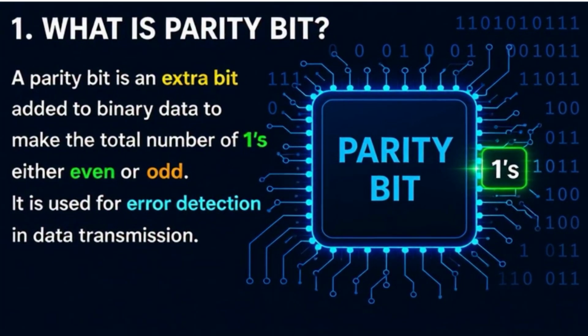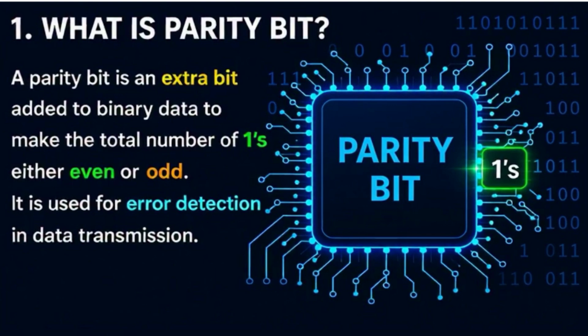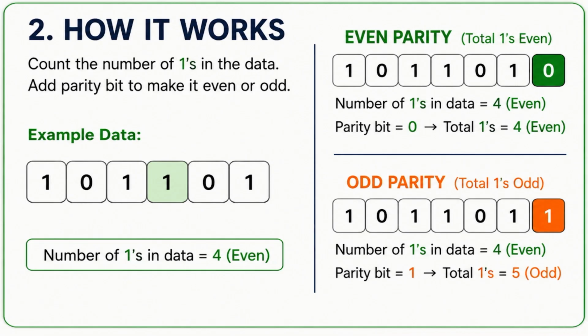Now, through an example, we try to understand what a parity bit is. Basically there are two types of parity, even parity and odd parity. We should understand it through an example. Here in this slide, we have taken the data 101101. In this binary data, the number of ones is 4. So 4 is an even number.